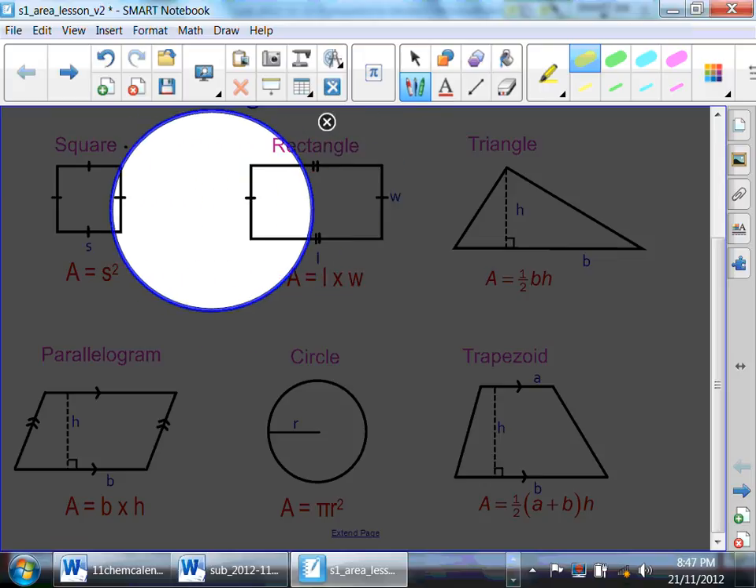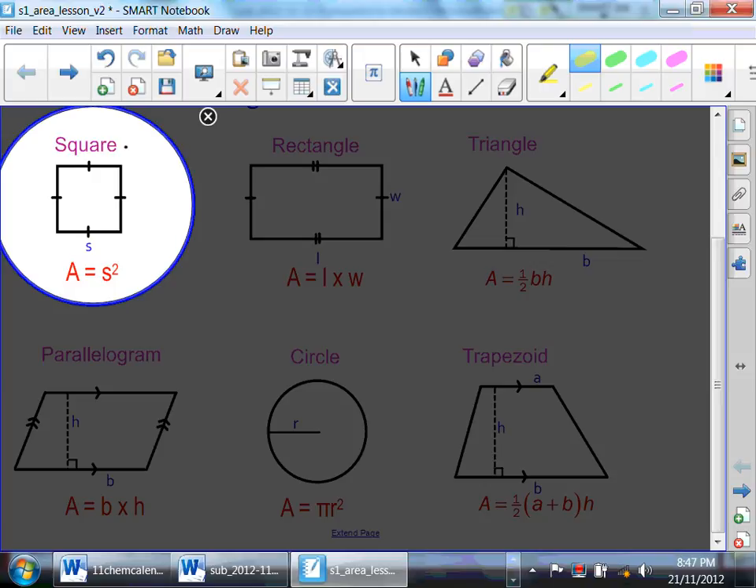And just going back to the square for a second, the area of a square is just s squared. In other words, if you know the side length of a square, just square that number.